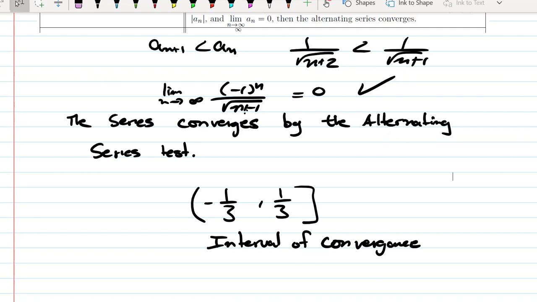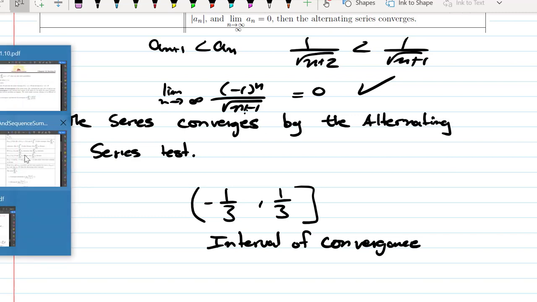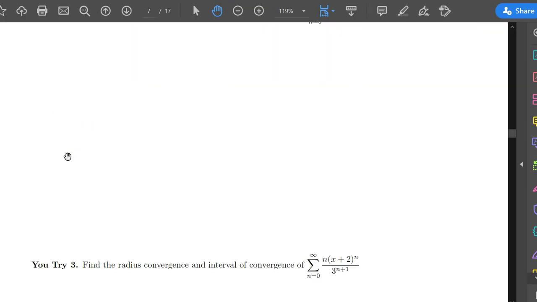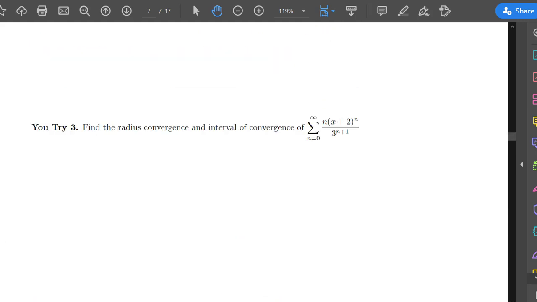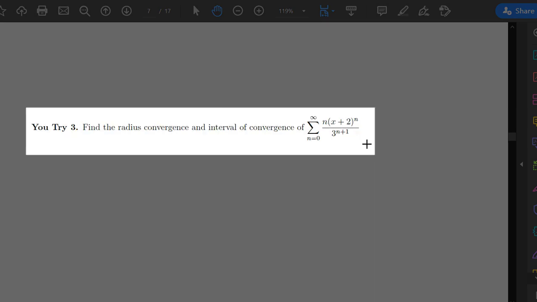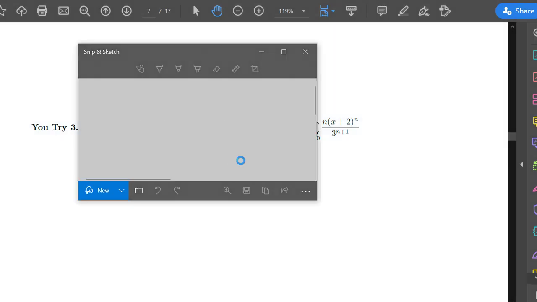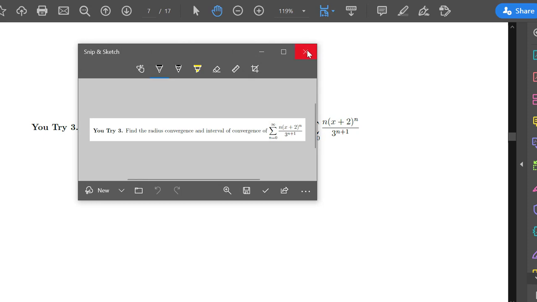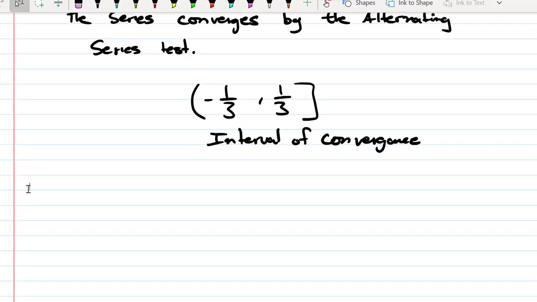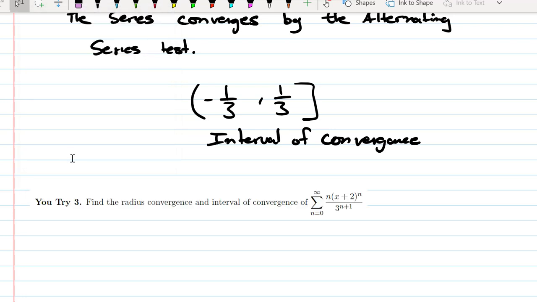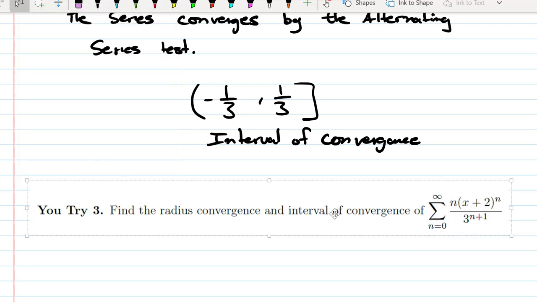So, to the very last one for today. So you try number 3 is the very last problem. So this one's for you guys. We want to find both the radius and the interval of convergence of this series.